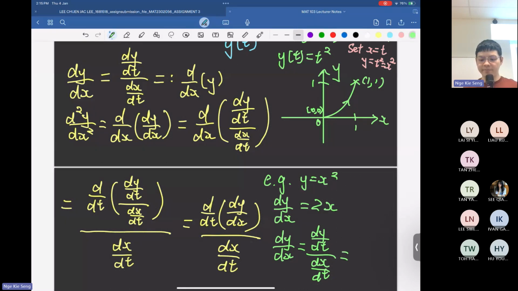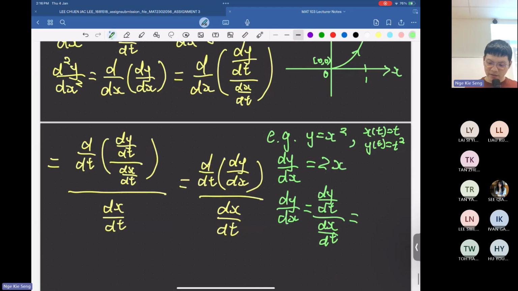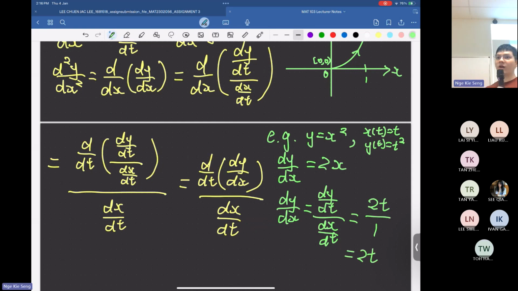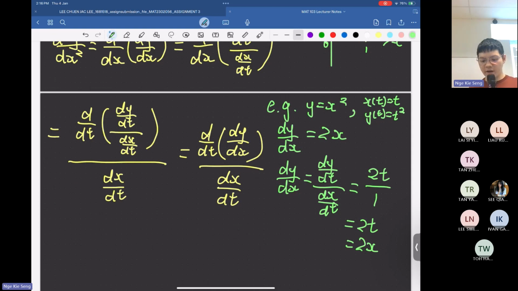So what is dy/dt? dy/dt is 2t. Right. dx/dt is just 1, so the result is 2t. So how are this 2x and 2t related? Because x equals t. So we can change variable between x and t. This is why our x can be written in terms of t. So now we get dy/dx, and there are two expressions. Either we write 2x, or we write 2t.